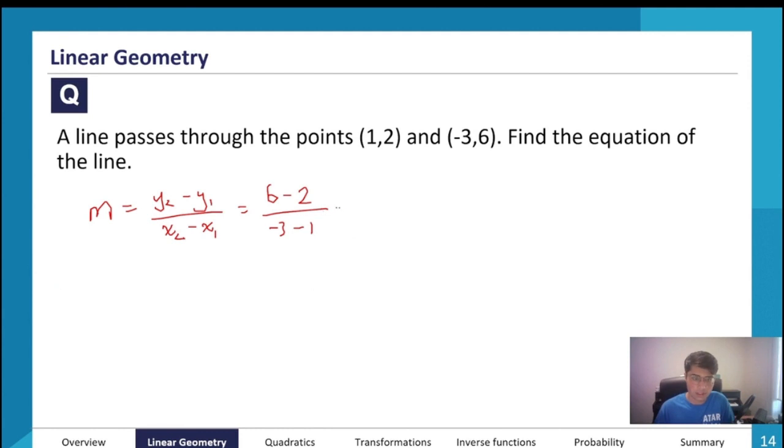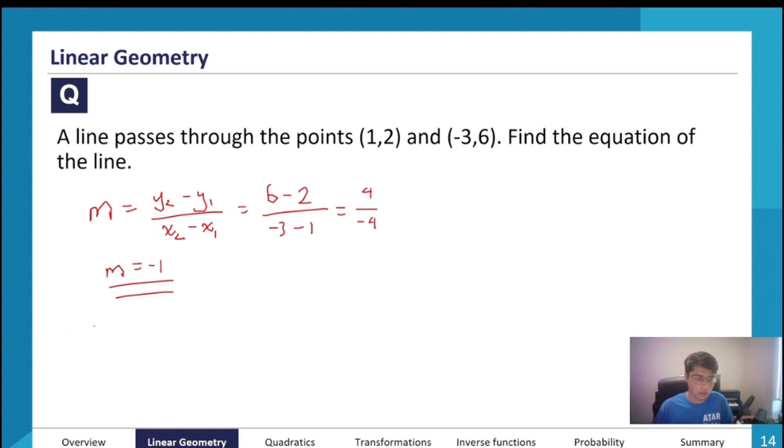Then we can finish off by simplifying this. 6 minus 2 is 4. And then negative 3 minus 1, that's negative 4. And then simplifying all the way to our final value, we get m is equal to negative 1. 4 divided by negative 4 is negative 1. So that's our m value right there.